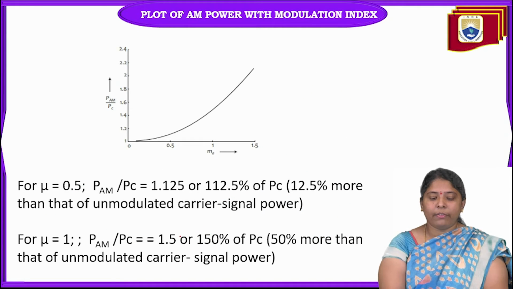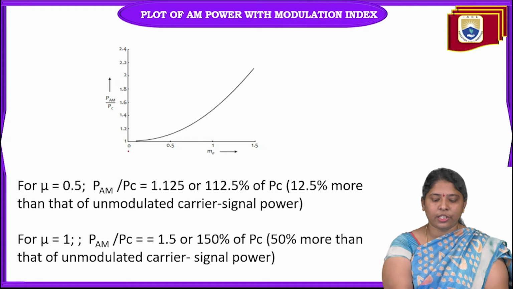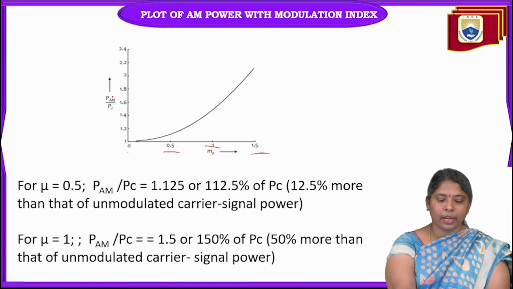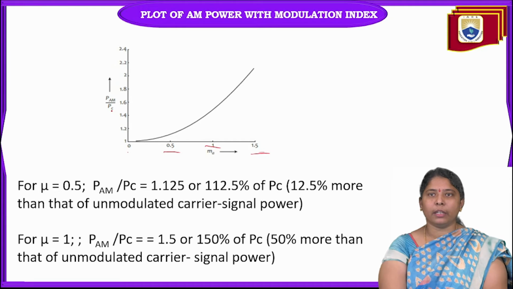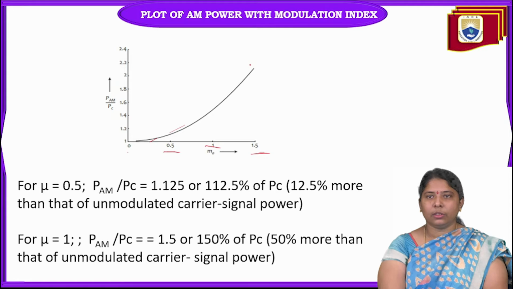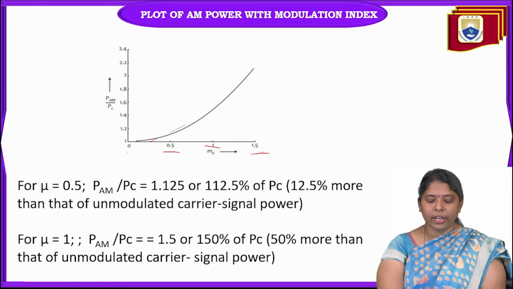This is the graph as the modulation index increases. The modulation index is 0, 0.5, 1, 1.5. What is happening here is AM power by carrier power is going on increasing. That means the power wastage is going on increasing.